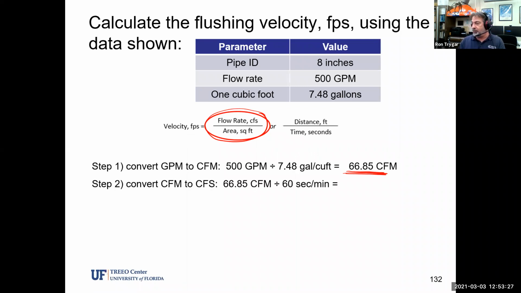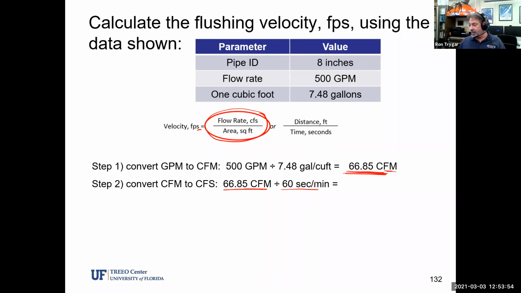All right. So the answer we're looking for, by the way, is in feet per second. And right now we're in cubic feet per minute. So we're not quite in the right units yet. Let's go ahead and convert the cubic feet per minute into cubic feet per second. So we have our 66.85 cubic feet per minute. And we know that there are 60 seconds in 1 minute. So let's go ahead and divide that out.